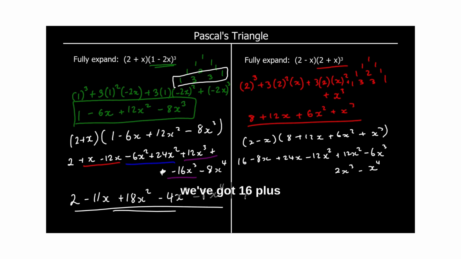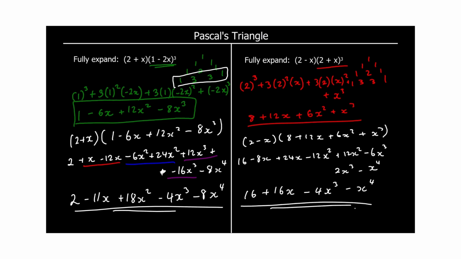Collecting the like terms, we've got 16 plus 16x. The x squareds cancel out, they're gone. Minus 4x cubed minus x to the power of 4.